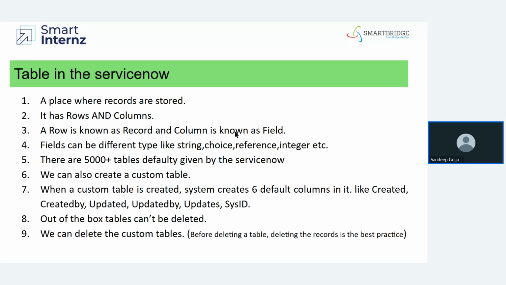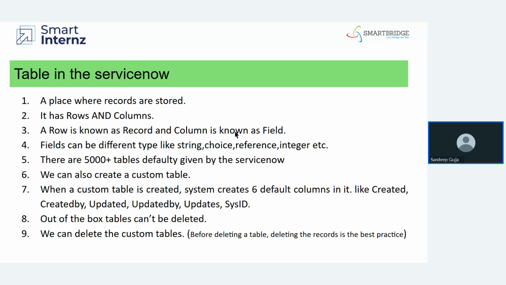That will be stored in the cloud. In ServiceNow also, we have tables. The database where we store all the data, we call it a table. These are the things you need to know. A table in ServiceNow is a place where we store the records, and it consists of rows and columns. A row is known as a record and a column is known as a field.